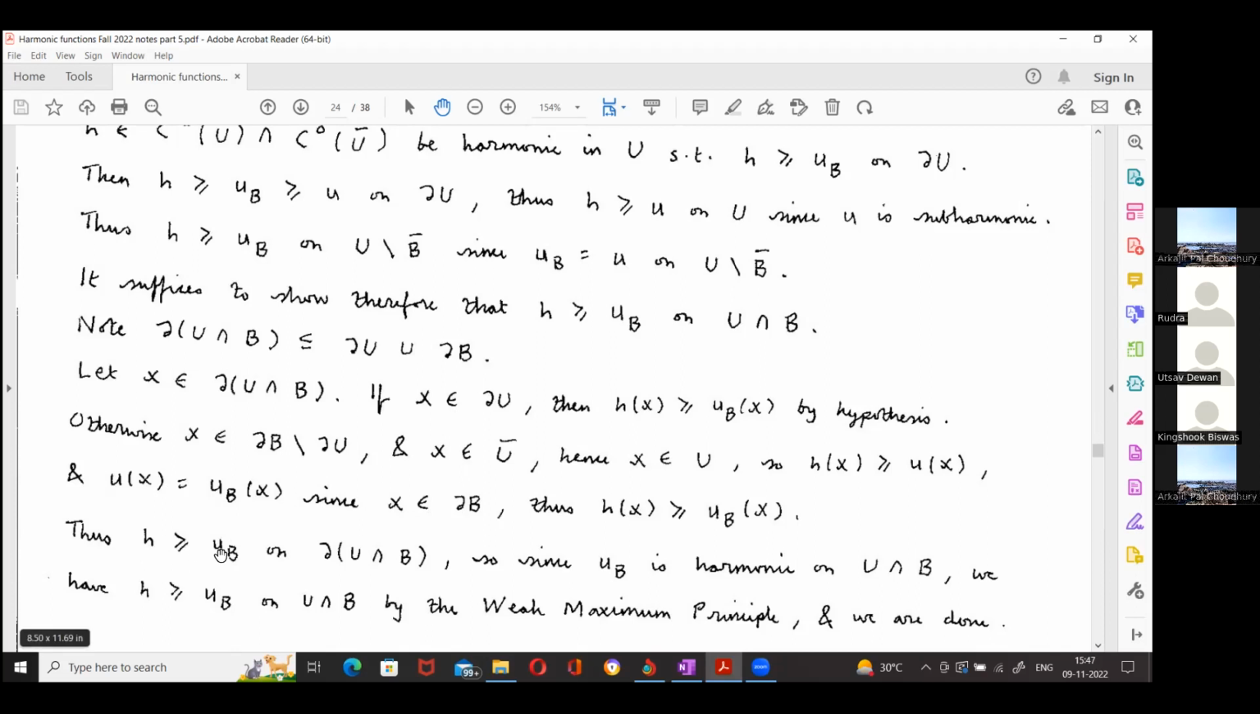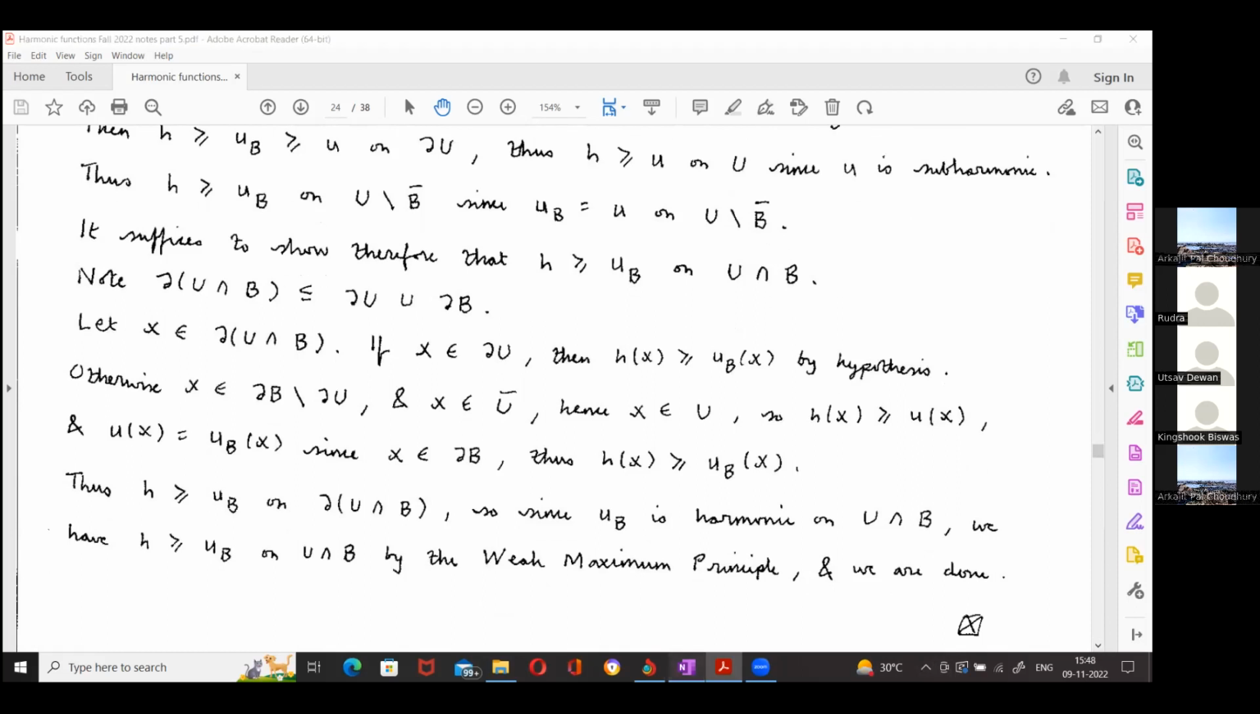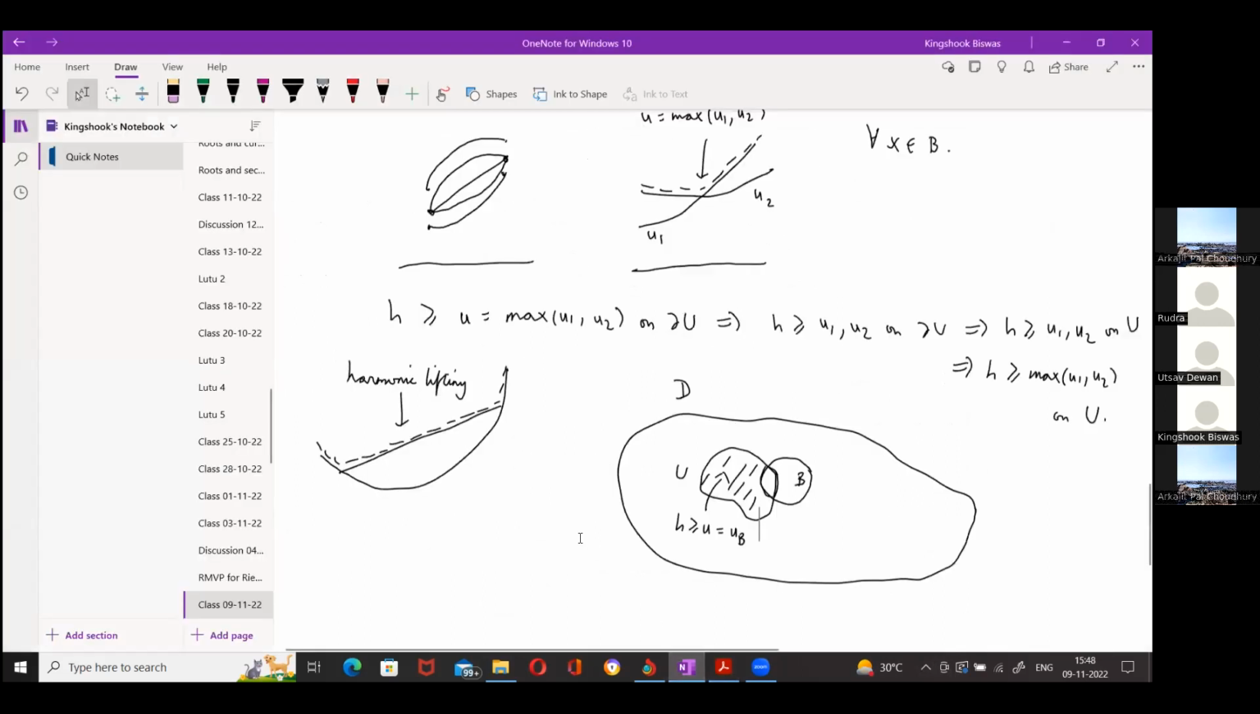So what do we get? H is greater than or equal to the harmonic lifting u_B on the boundary of U intersect B. Since u_B is harmonic on U intersect B and H is harmonic on U intersect B, by the maximum principle for harmonic functions, H is greater than or equal to u_B on U intersect B. So we're done. In this picture, there were basically two cases.